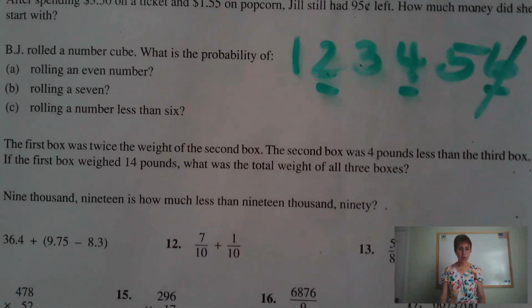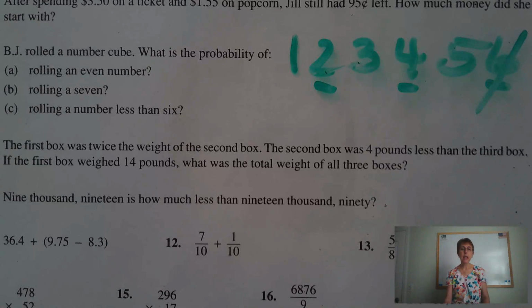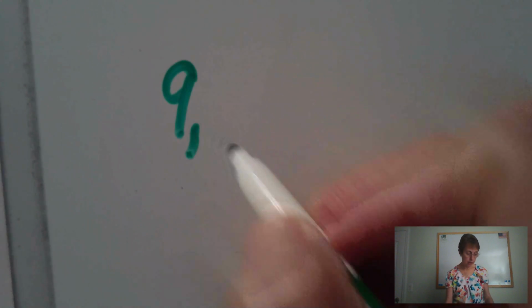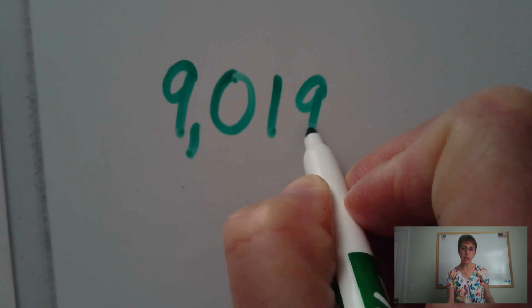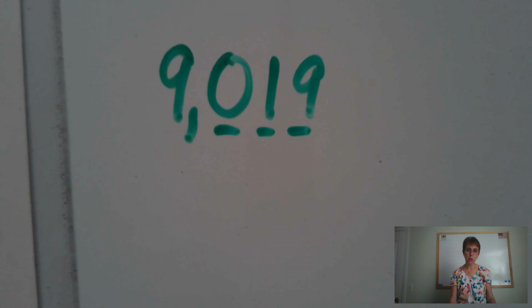Okay, number 10. 9,019 is how much less than 19,090? So you need to be able to write these two larger numbers. It's 9,019. So that's 019. Remember, it's a number in the thousands, so you need to have 3 places to the right of the comma.